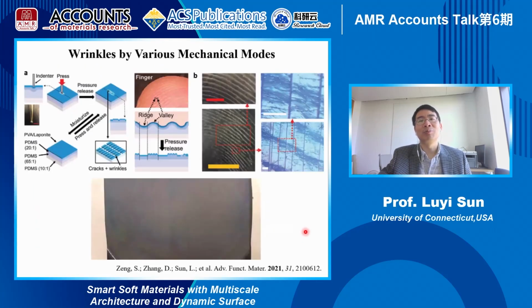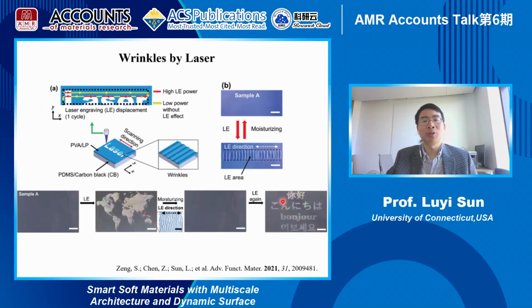We can, of course, use many other means to make wrinkles. We can use mechanical means. We can also use laser to generate wrinkles, like what I showed you just now. Basically, the phenomenon is all the same, and the mechanism is also the same. We would like to deform the surface and eventually retain the deformation, to generate different surface morphology and a contrast of transparency to show patterns.